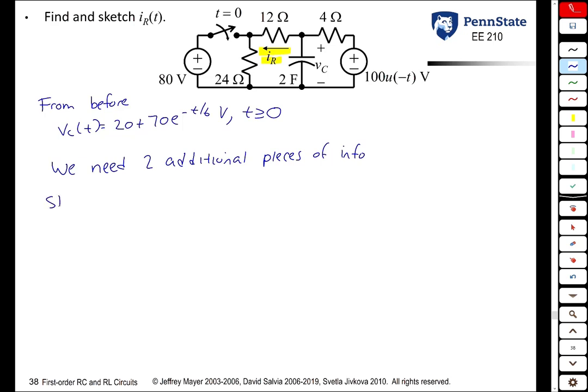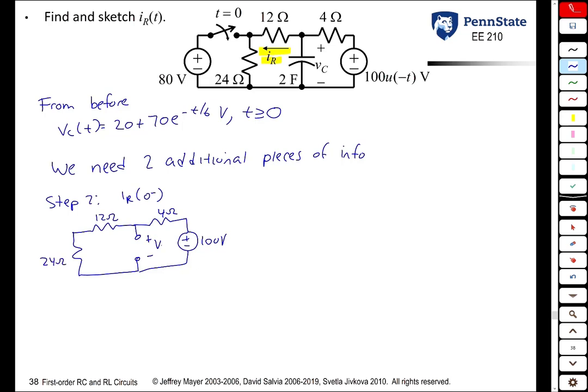The first one is from step 2. We need IR before the change in the circuit. If you draw the circuit before the 80 volt source is switched in, we are in a DC steady state situation. The voltage across the capacitor is a constant, and the capacitor looks like an open circuit. The 100 volt source is there, 4 ohm, 12 ohm, 24 ohm, Vc, and we have this new variable IR, which is the current through the 12 ohm resistor.